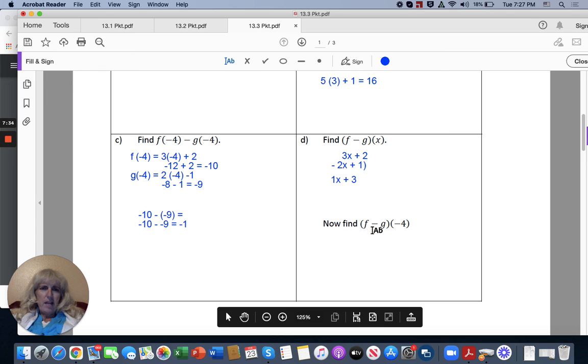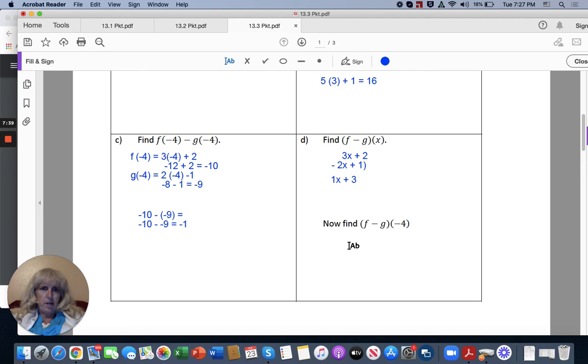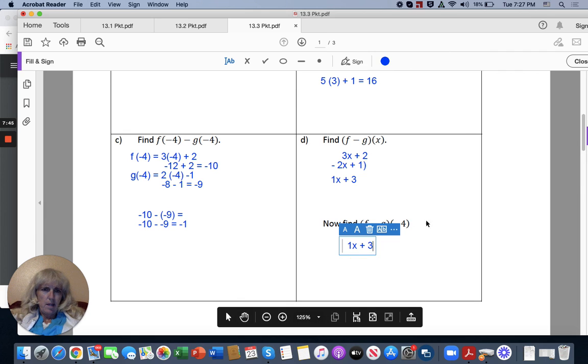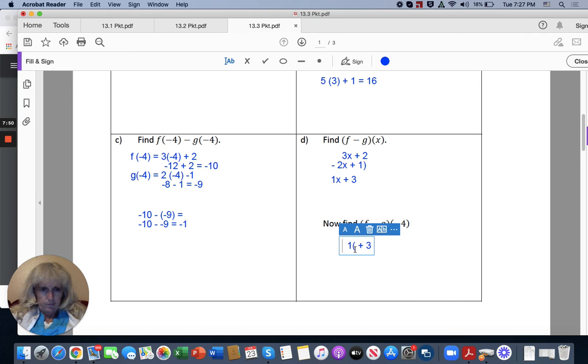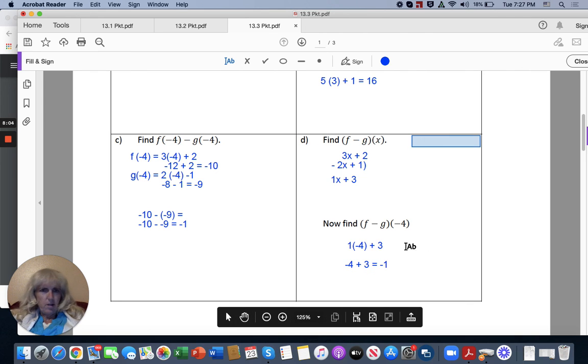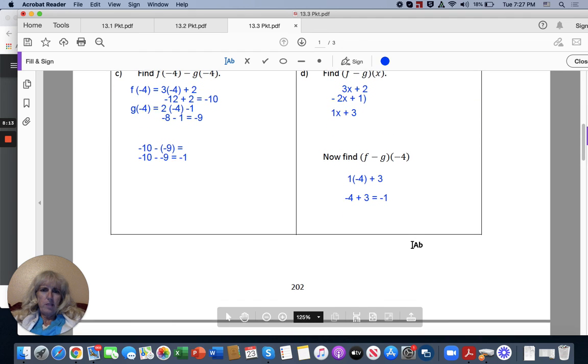Now it says, now find f minus g of negative 4. So then I say, okay, I'll take 1x plus 3, and in x's place, I'm going to put negative 4. So I get 1 times negative 4 plus 3. This equals negative 4 plus 3 equals negative 1. And there you have your final answer, negative 1. So then you can compare those and say, hey, maybe that's going to be the same. Go ahead. I think you can finish the rest of this.